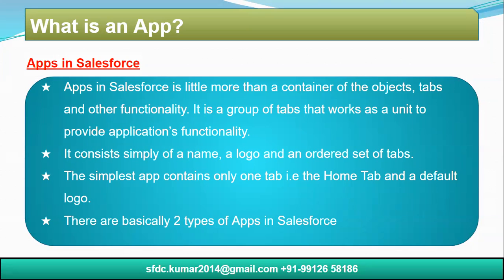An application consists of simply a name, a logo, and an order to set up the tabs. Name means, as we just discussed for WhatsApp, WhatsApp is the name, and the logo we know. And in order to set up the tabs like call, message or chat, and status, these are all the tabs. Each tab contains separate data, and we get the data from the database. So each application contains at least one tab.